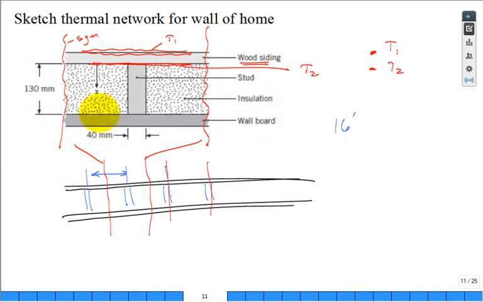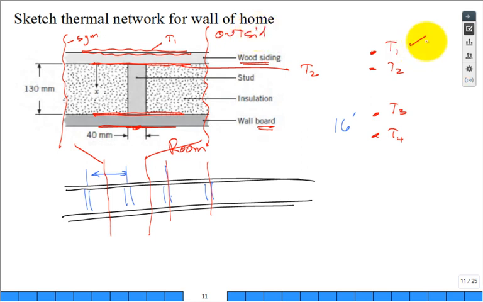And then what about this down here? We're going to introduce T3. What is that? Well, it's my wallboard temperature, but it's the interior temperature inside the wall. And then T4 will be the wallboard temperature to the room. Let's say this is my room and this was my outside.